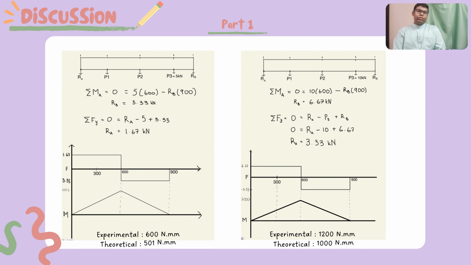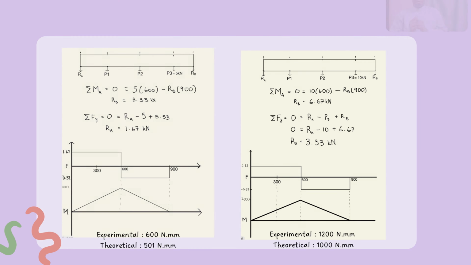At point 3, for a 5 Newton load, we have obtained an experimental value of 600 Newton millimeters and a moment of 501 Newton millimeters for the theoretical value that we have calculated. On the other hand, for the 10 Newton load, we have obtained an experimental value of 1,200 Newton millimeters and 1,000 Newton millimeters for the theoretical calculation.